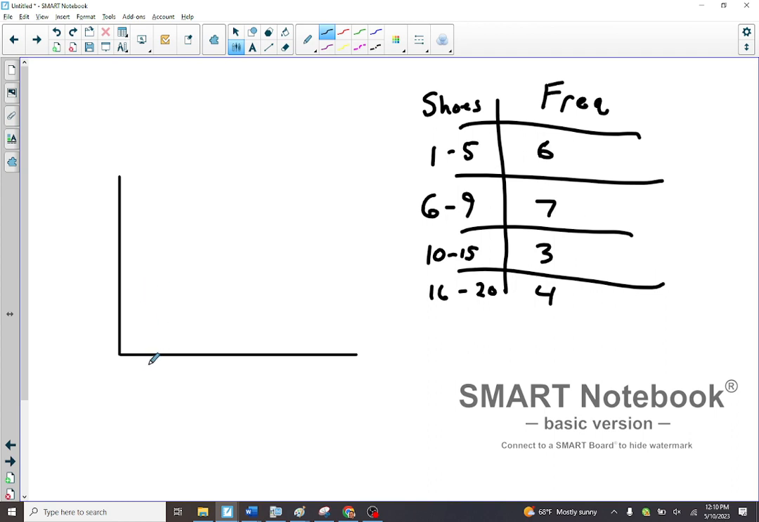First, label. Your right side or your bottom side will always be frequency. Remember, frequency just means how often something happens. If something happens frequently, that would happen a lot. And then over here will be the category you're talking about. In this case, shoes.